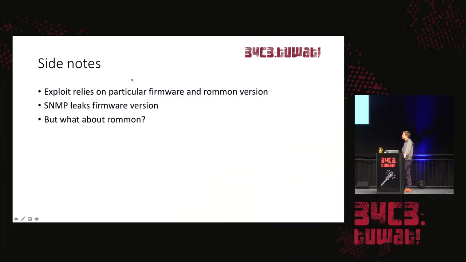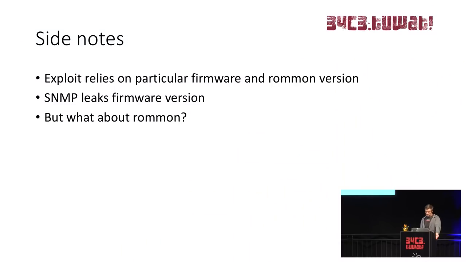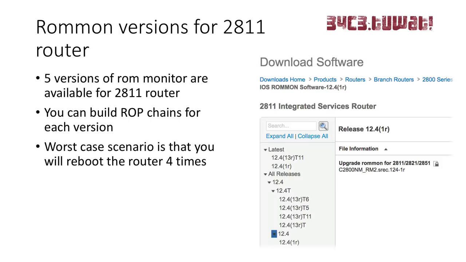Of course, you can build a shellcode that will unset this behavior and patch the process back to enable the password. And on the side notes, how reliably can you exploit this vulnerability? So, of course, the SNMP public community will leak you the version of the particular router, but it does not leak you the version of RAM mon. And we're basically constructing ROP chains in the RAM monitor. So actually, you have not that many versions of RAM monitors available. You have only five if we're talking about 2800 router. So the worst case scenario is just you crash it four times. It's not like you have to crash it 4,000 times to beat the ASLR.